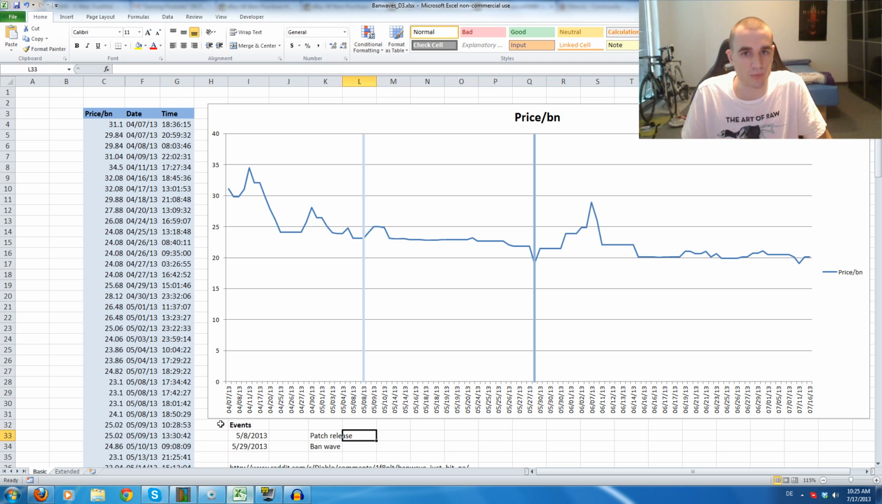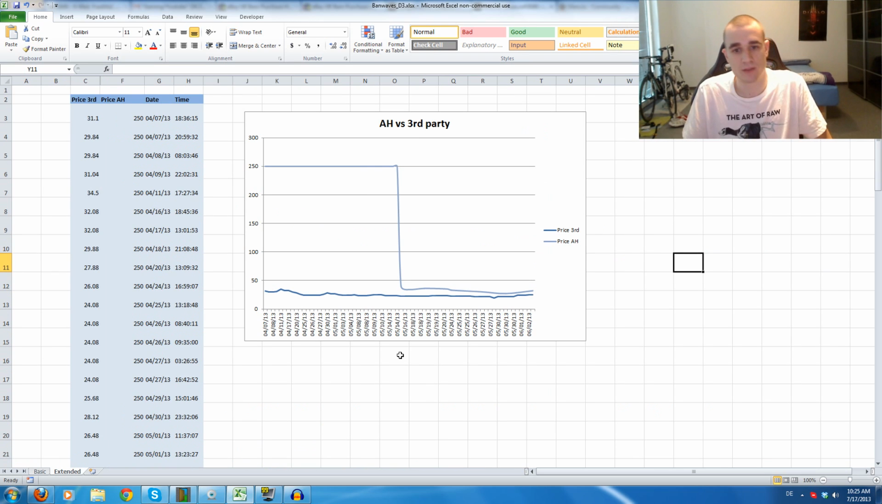Actually, I have one more thing that I didn't show yet. I was comparing the auction house versus third-party websites, and you can see that in the past there was this $250 floor for gold, 1 billion gold was $250. You couldn't sell it below that point.